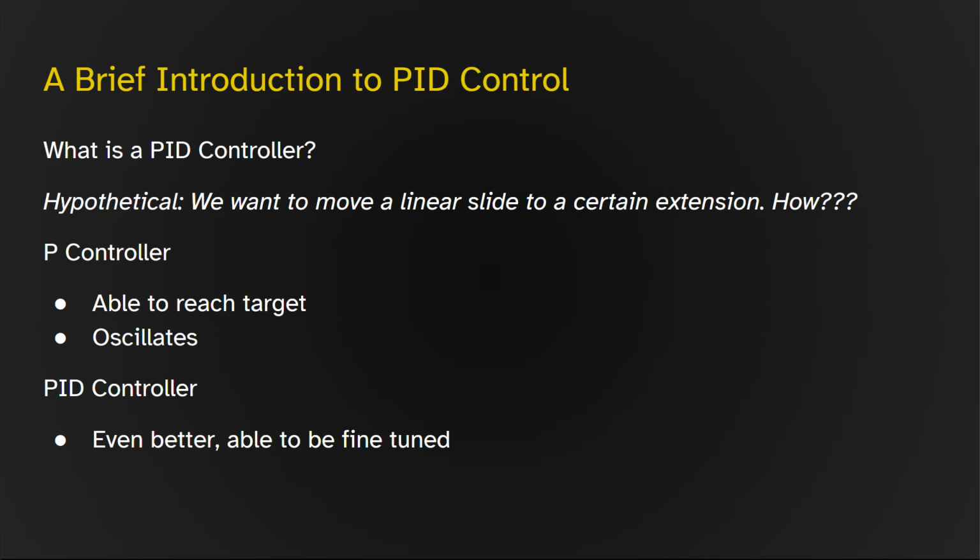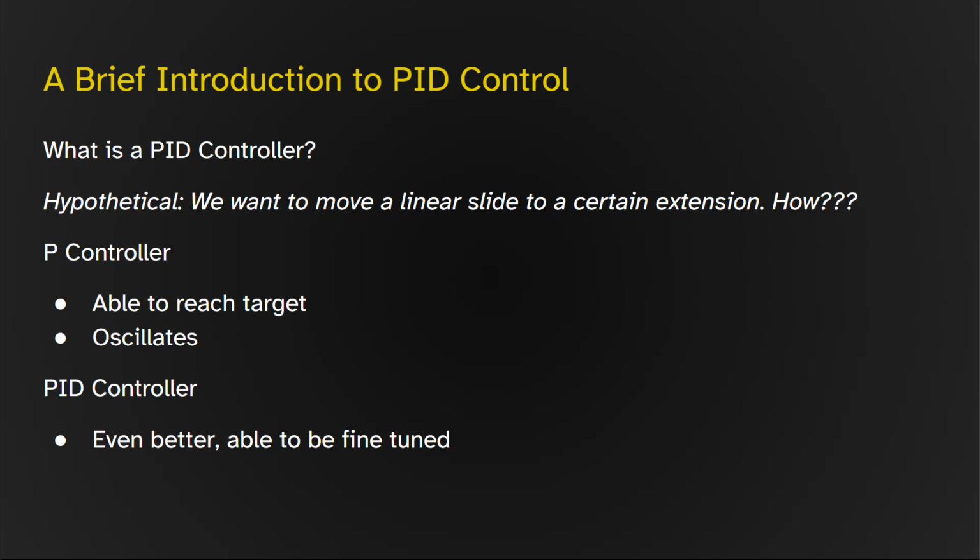So let's start with a brief introduction to PID control. Let's say you wanted to move a linear slide to a certain extension, like maybe you have slides that you want to move to the high basket in 2024 Into the Deep. So how would you do this? One way you could do this is with what's called a P, or a proportional controller.